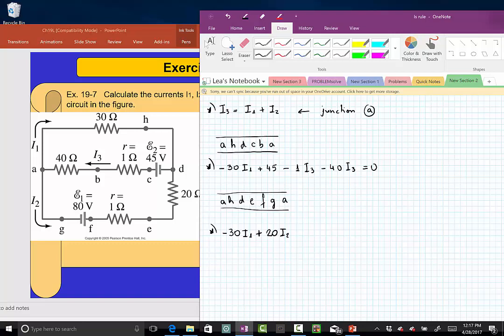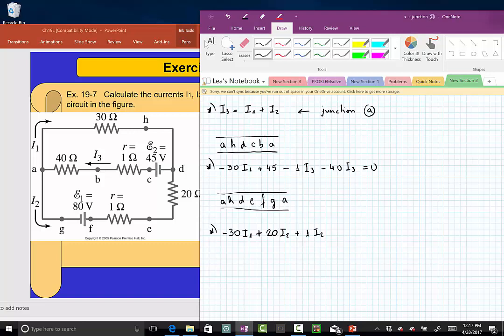Again, now I'm going from point E to F. I'm going against the current, so I see the resistance and I'm going to gain potential because I'm going against the current. So I have here plus 1 I2, where 1 is the resistance.